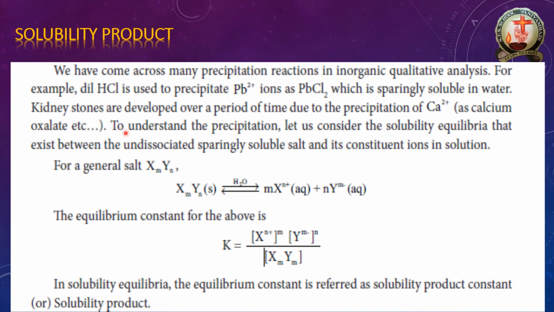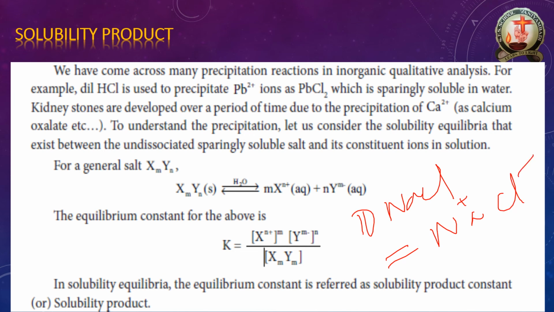So, to understand precipitation, let us consider the solubility equilibria that exist between the undissociated sparingly soluble salt and its constituent ions in the solution. Okay, you can understand. You take 10 grams of NaCl. That forms Na plus and Cl minus. What is happening here? This is fully dissolved.